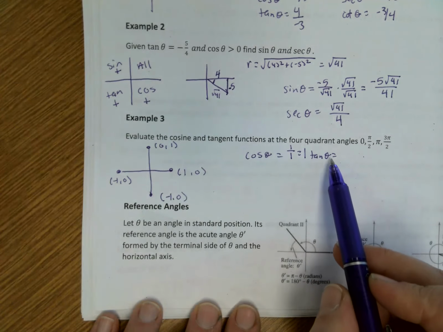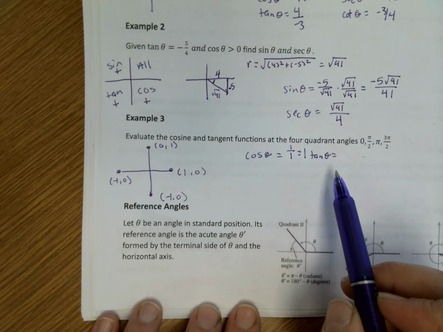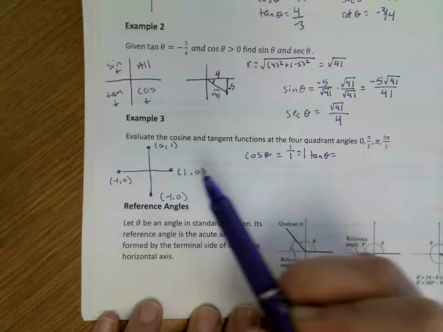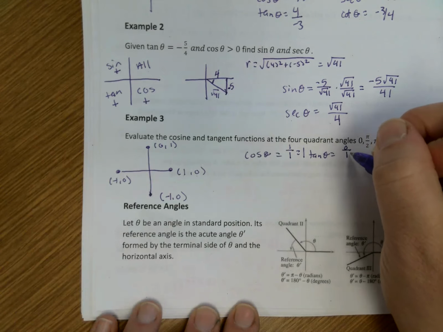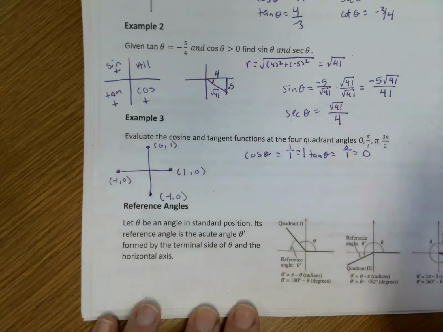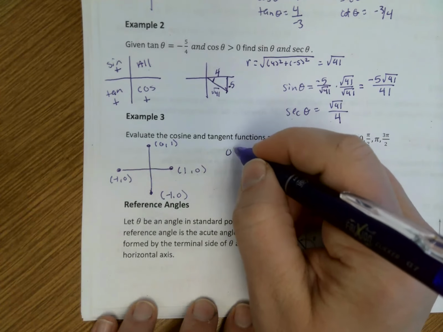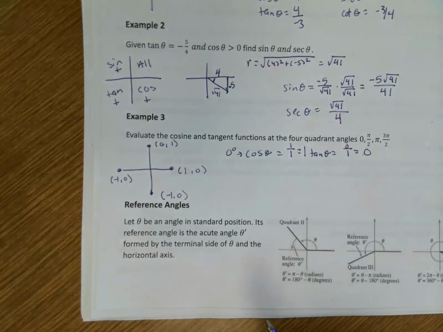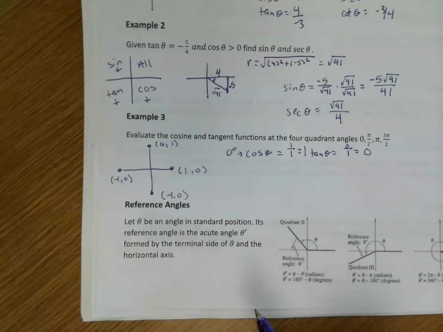Tangent of this is going to be my y over x. So y over x, 0 over 1. That's just going to be equal to 0. So again, that's at the 0 degree format. I want you to pause the video and try to do the rest of the 3 by yourself.